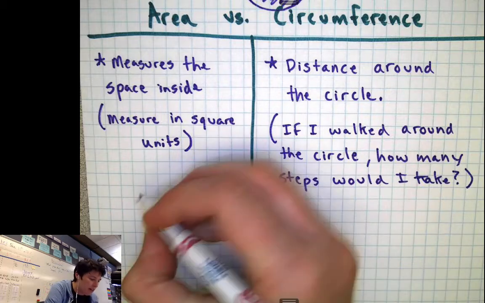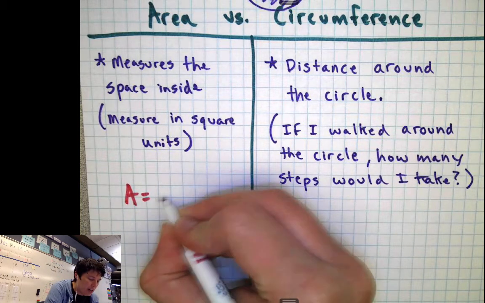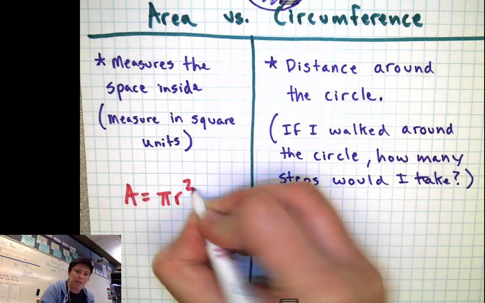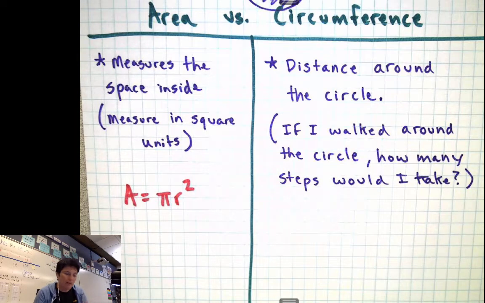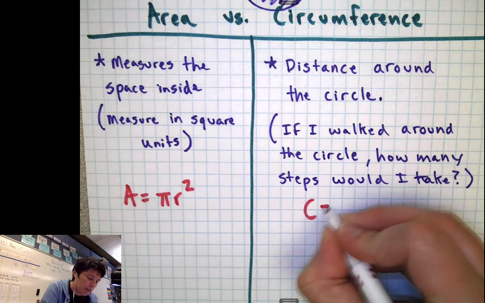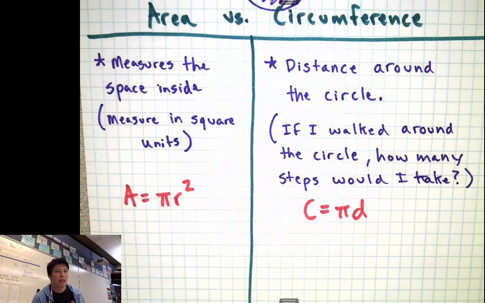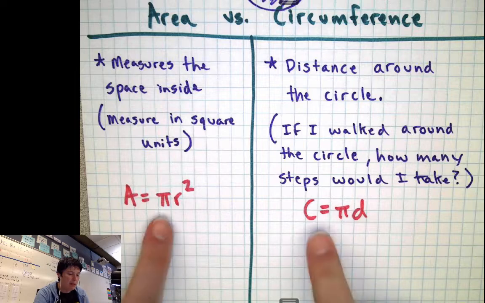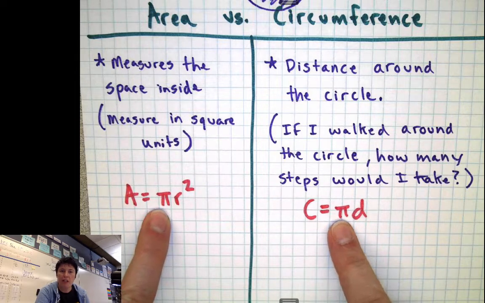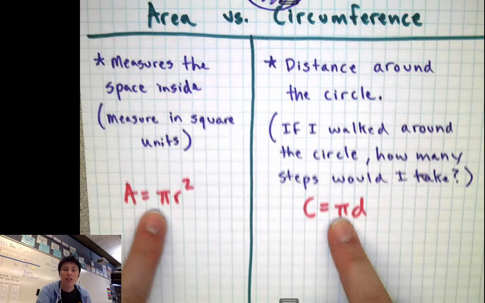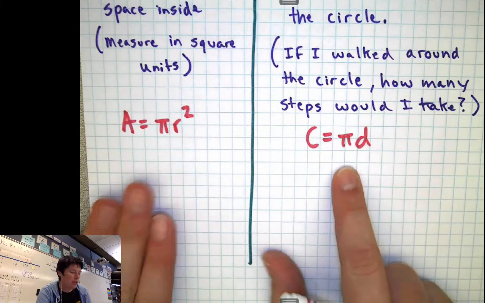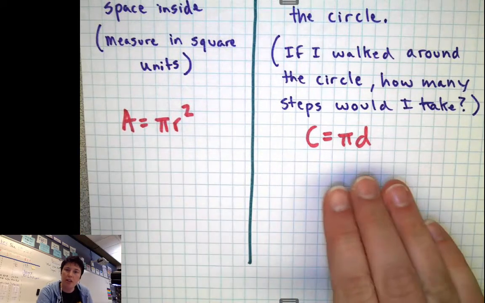For area, we know that area is equal to pi r squared, pi times the radius squared. And for circumference, we know circumference is equal to pi times diameter, pi d. It's really interesting that that weird little 3.14 pi number just perfectly works for these circles, but it does. So this is what we're using for our formulas. One's for area and one's for circumference.